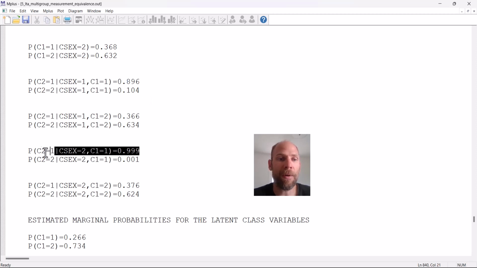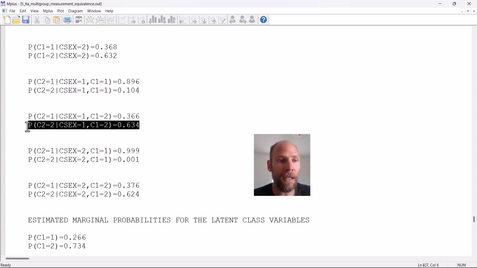The corresponding probability for C sex equals 2, so for males, was 0.999, so even higher. So there was an even greater stability for males for the same class. For class 2, we had lower stability, so this is the probability of staying in class 2 over time for females, and it was only 63.4%, so a good amount lower than the stability that we saw for class 1.